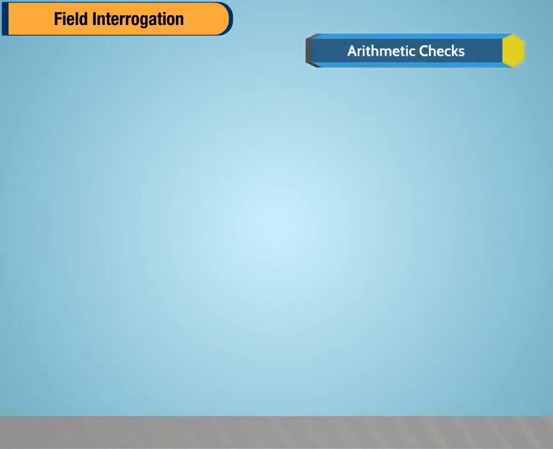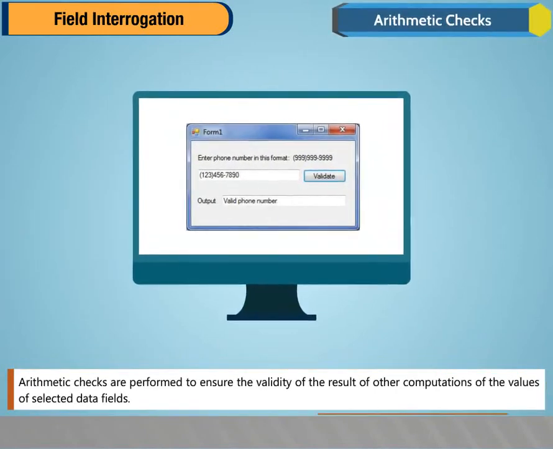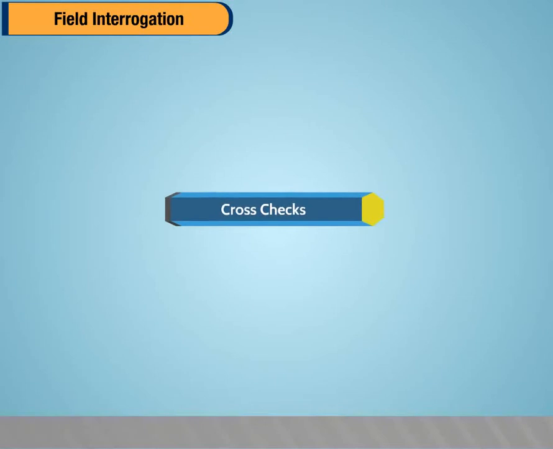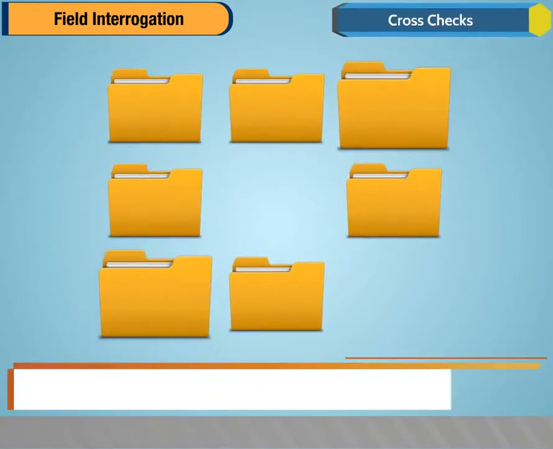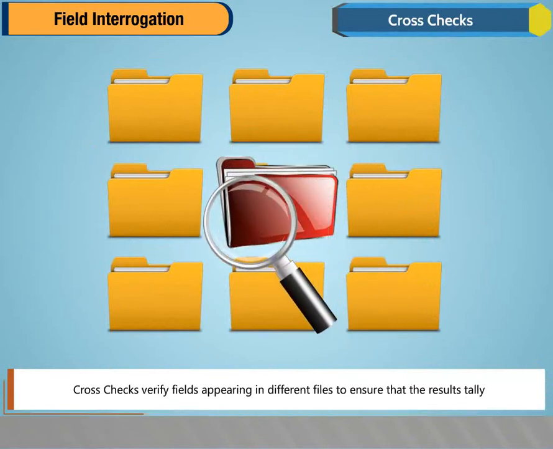Arithmetic checks. Arithmetic checks are performed to ensure the validity of the result of other computations of the values of selected data fields. Cross-checks. Cross-checks verify fields appearing in different files to ensure that the results tally.